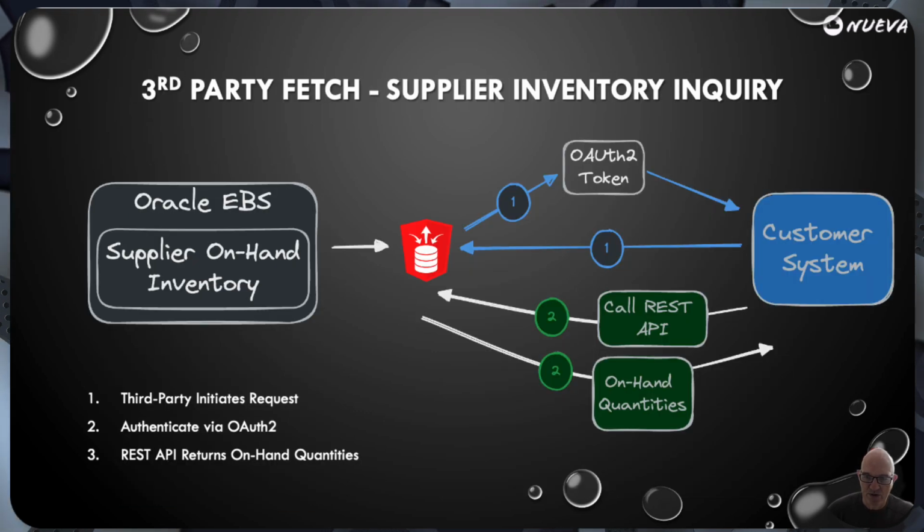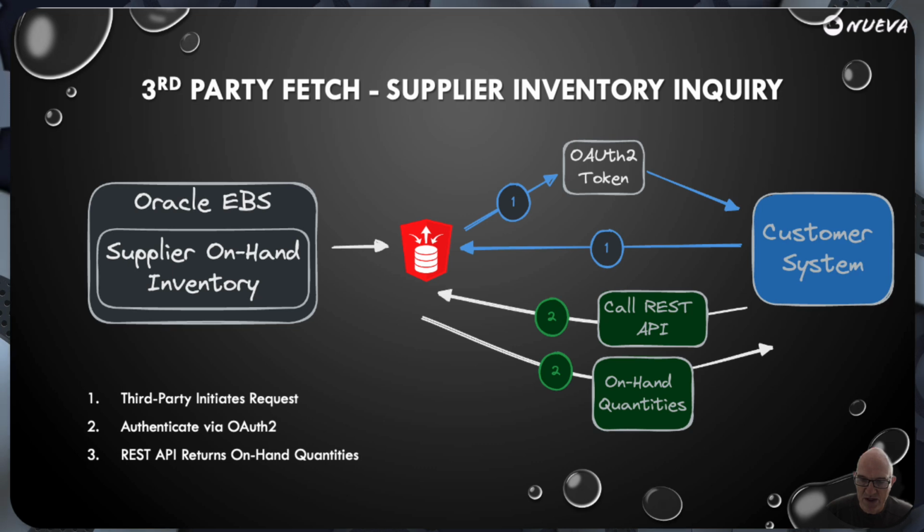So in this example, we're allowing a third party to initiate a request for data. If we start on the right-hand side, we have a customer system that initiates a request for on-hand inventory data. This is where we have supplier managed inventory in Oracle E-Business Suite. The first thing the customer system needs to do is call the auth credentials endpoint in ORDS. They pass the client ID and client secret and get back a token. They can then use that token to call the REST API we've provided to return just the on-hand inventory for that vendor, that customer's inventory.